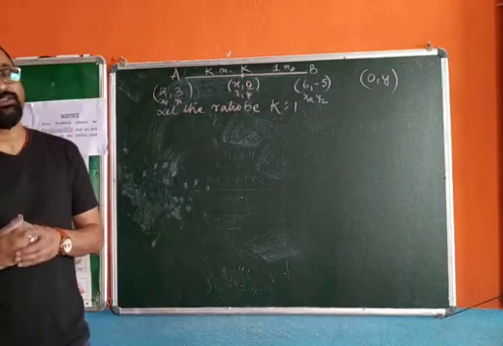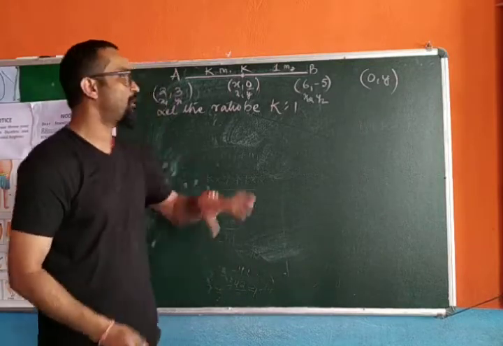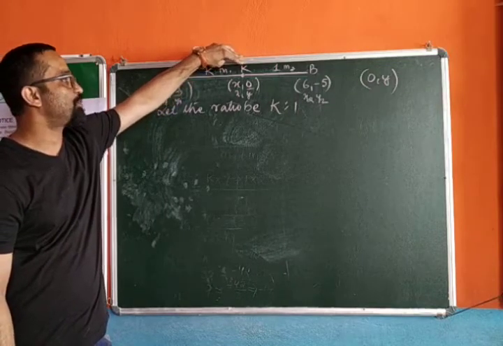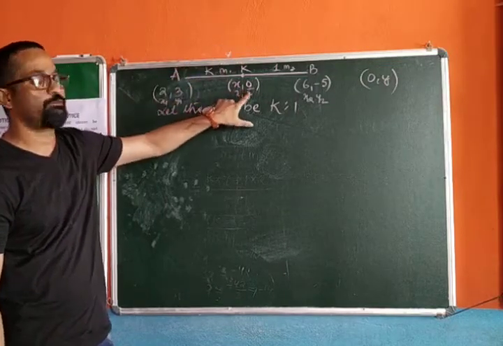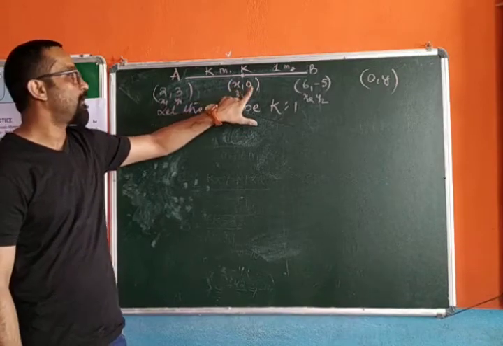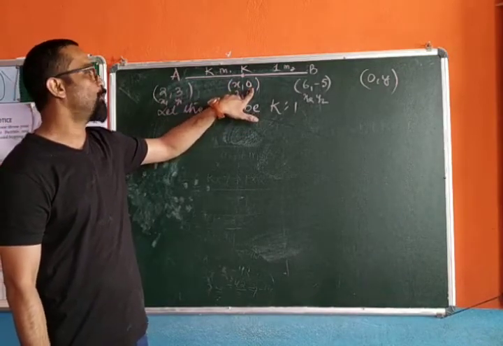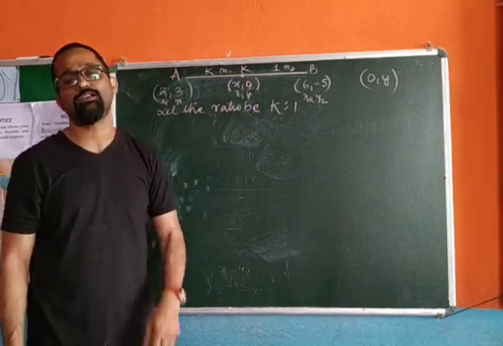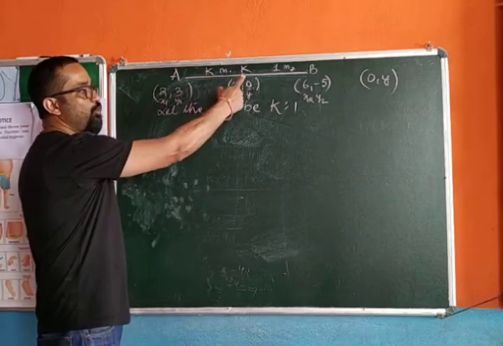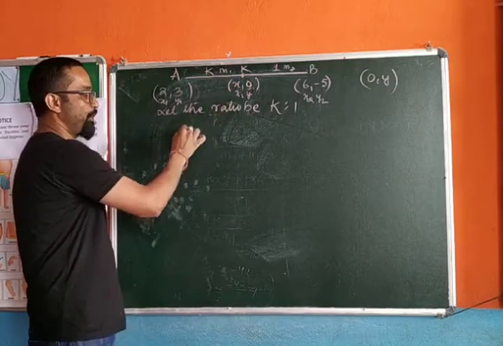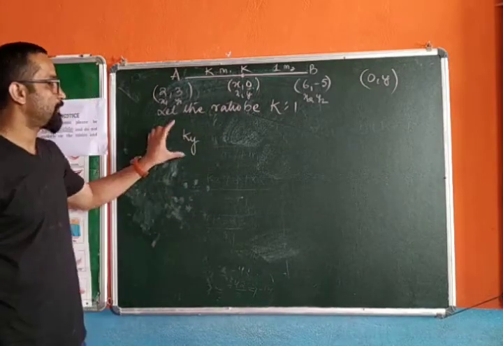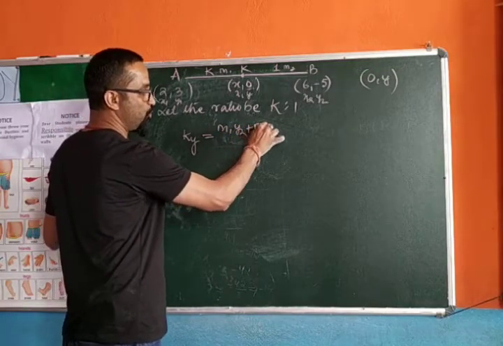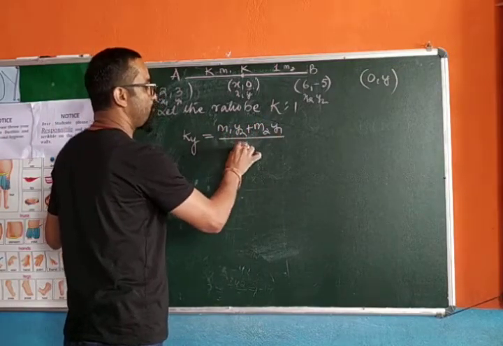When you have to find the ratio, please do remember one of the coordinates of the middle point, the point which you have in between the line, will be known. X is unknown, 0 is the known value. So we use the known value of the point to calculate the ratio. Since we know the ordinate 0, we use the ordinate formula: Ky equals m1 y2 plus m2 y1 divided by m1 plus m2.